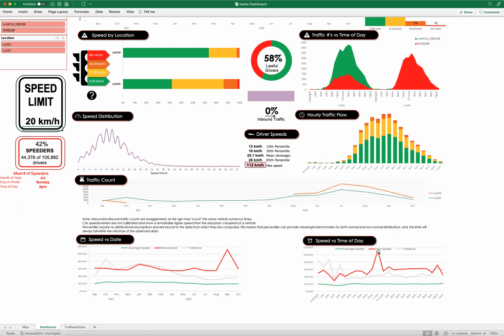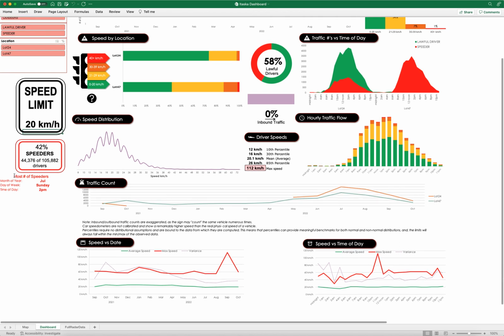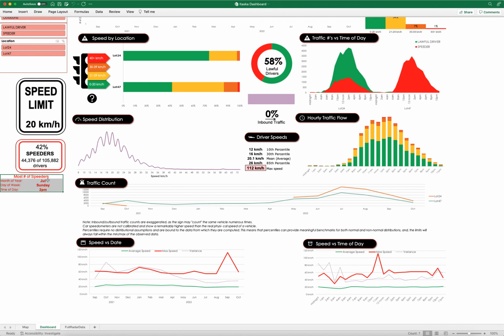And so these kind of reports might be useful for RCMP or enforcement. When would be a good time to visit? And that's our chart that we have here. So the most number of speeders happens in July on Sundays around that 2 p.m. mark. And that's not our maximum speeders, that's anybody over the speed limit.